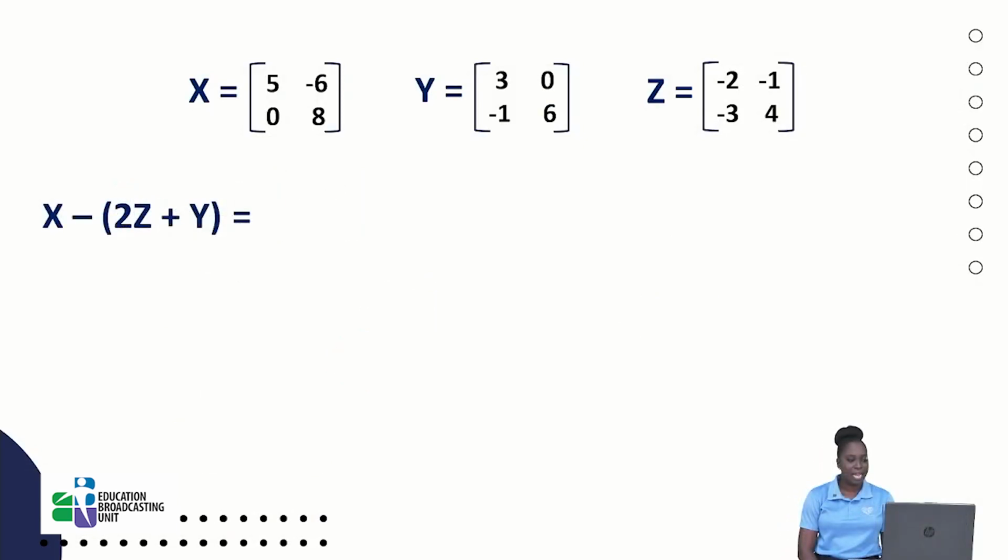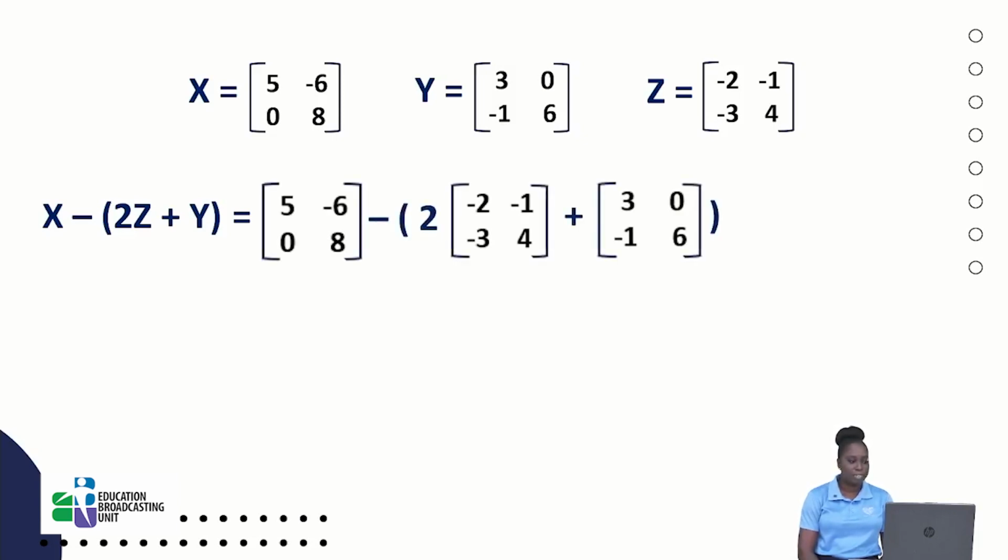Part 2 reads x minus (2z plus y), and the 2z plus y is in brackets. We're going to begin with just replacing the letters with their respective matrices. So we will rewrite the question as thus. Because we have the bracket, we're going to need to work that portion first. However, when we look inside the bracket, we'll notice that we also have scalar multiplication happening.